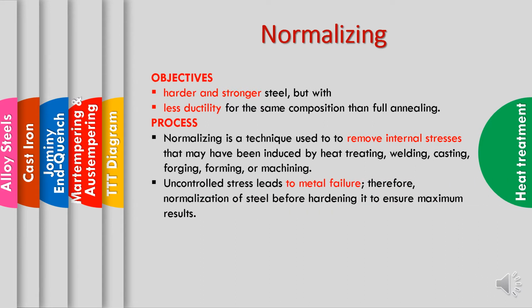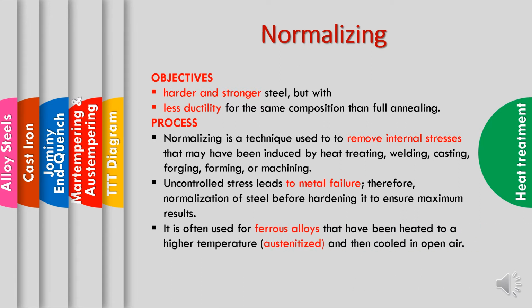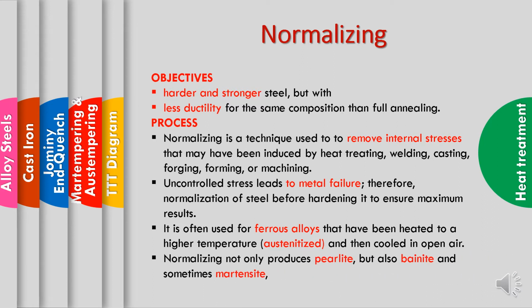Uncontrolled stress leads to metal failure. Therefore, normalizing of steel is done before hardening it to ensure maximum results. It is often used for ferrous alloys that have been heated to a higher temperature, whereby we heat at the higher temperature in the austenite phase and then cool in open air. Normalizing produces not only pearlite, but also bainite and some of what we call martensite.